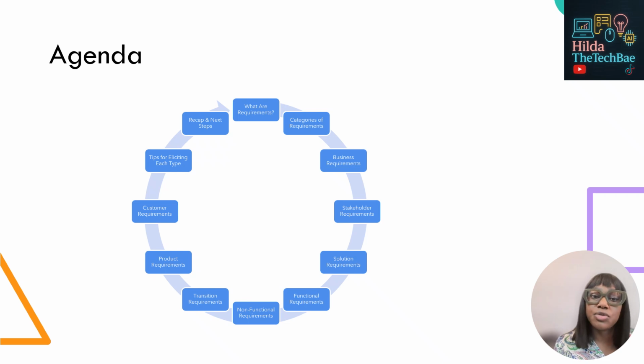Today, I'm going to be covering the requirements definition and why it really matters. Then I'll break them down into different categories to make them easier for you to understand. I will also be exploring each type of requirement: business requirement, stakeholder requirement, solution requirement, transition requirement, product requirement, customer requirement, with simple examples to help them to stick.